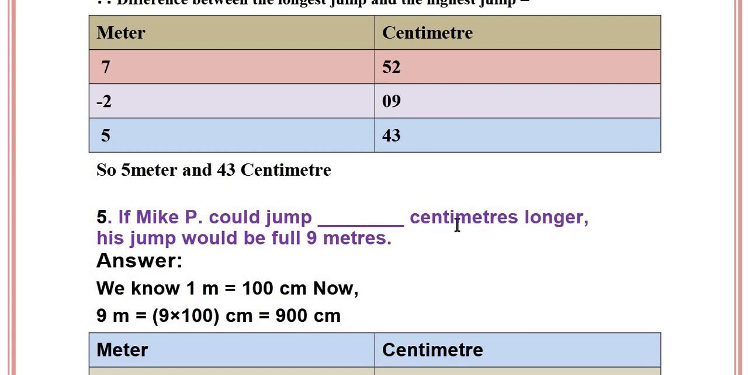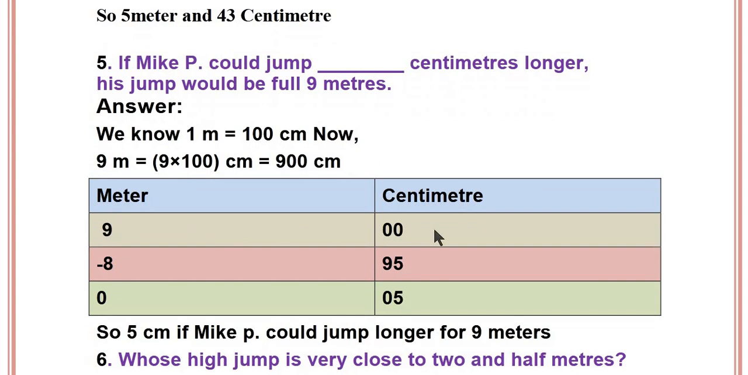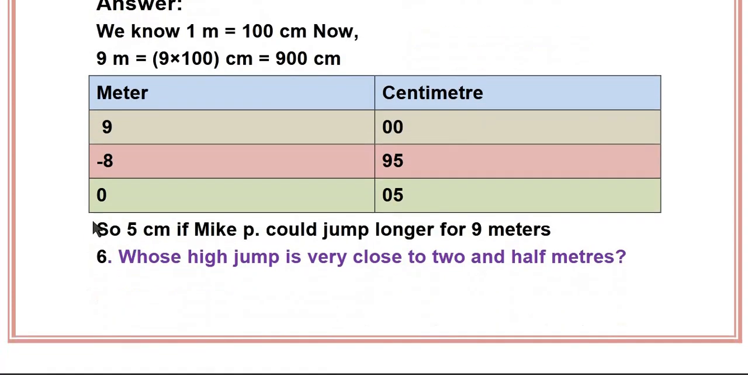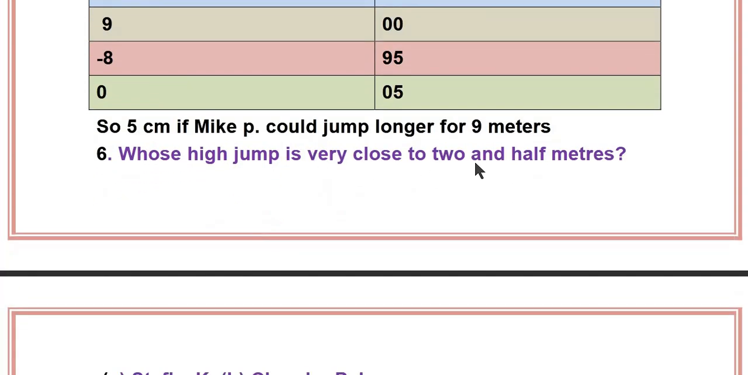If Mike P could jump dash centimeter longer, his jump would be a full 9 meter. We know that 1 meter is equal to 100 centimeter, so 9 meter is equal to 900 centimeter. So 900, that is 9 meter and 0 centimeter, minus 8 meter and 95 centimeter is equal to 0 meter and 5 centimeter. So Mike P could jump 5 centimeter longer for 9 meter.